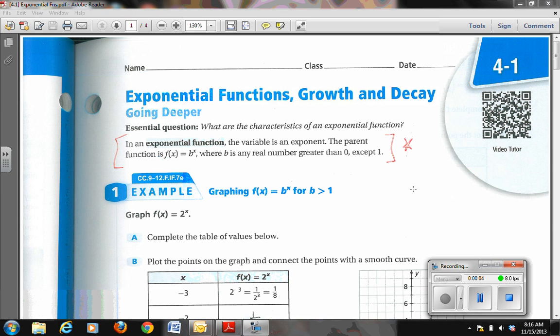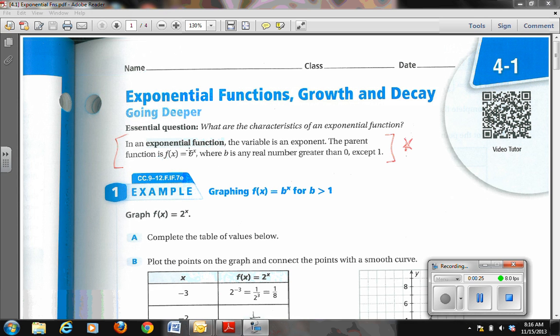We're starting our new chapter. That's chapter 4, looking at the first section on exponential functions. First and foremost, you need to know what an exponential function is. So you have some sort of function f of x where you have a constant b raised to a variable. As long as your variable is in the exponent, we call it an exponential function.